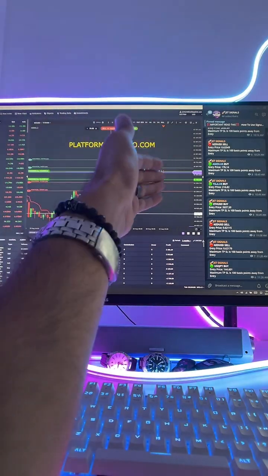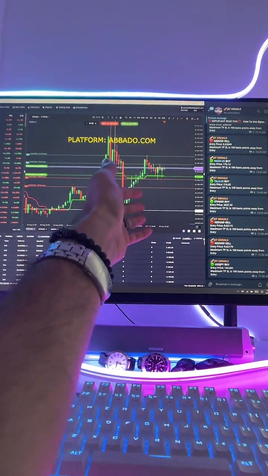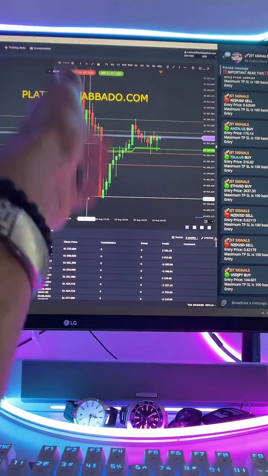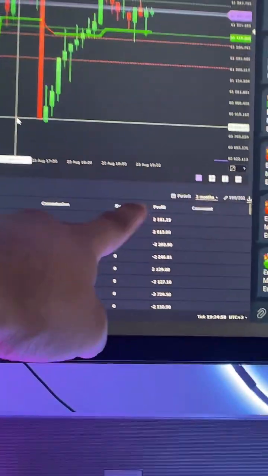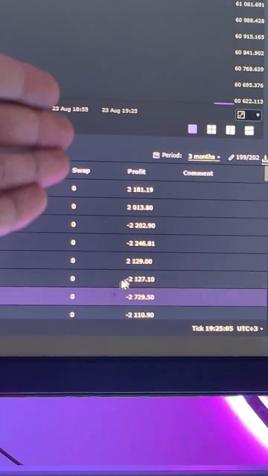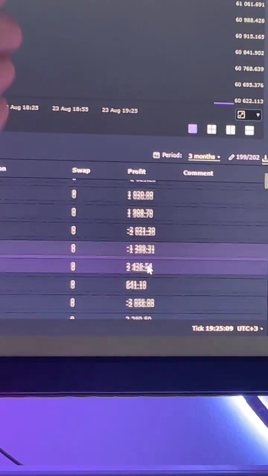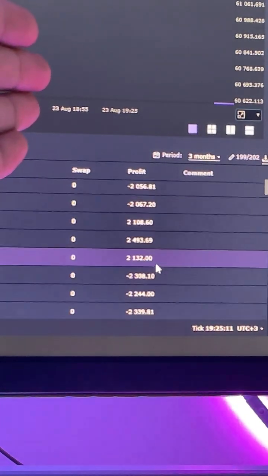But let me show you guys my trading history so you guys can actually see, okay, does this guy even make any money or not? Because that's usually the first question. So let me show you guys. This is my trading history for the past 3 months. So you guys can see, obviously, guys, I have winning trades and I have losing trades. You guys know it's impossible to have just winning trades. Now you guys can see right here.